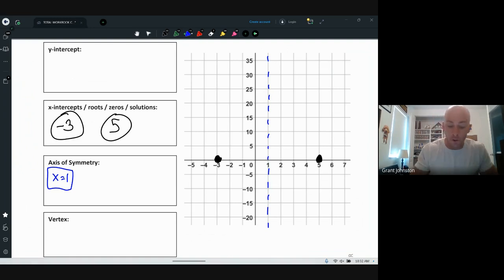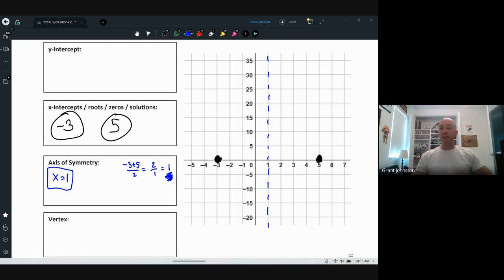So what you could do, you don't have to write this one, I'm about to write in blue. You could do -3 plus 5 divided by 2, which would be 2 divided by 2, which is 1. So if you can use that sort of concept as well, if you're trying to find the middle of 2 points or the average of 2 points, you add them up and divide by 2.